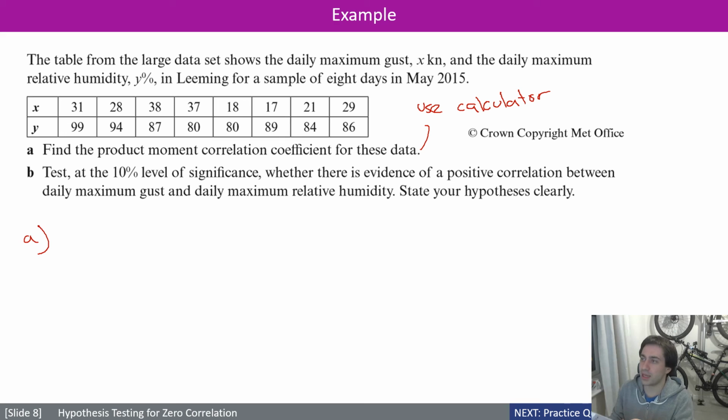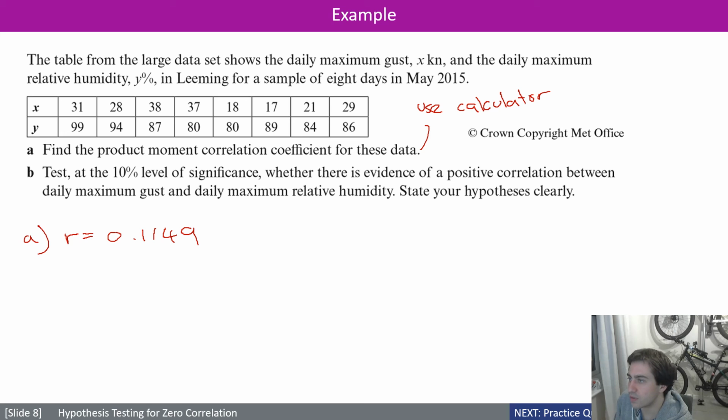And then part A, if I look that up, should be 0.1149. What is important though is what should I label this as, R or rho? And in this case I hope you're satisfied that this is an R because this is a sample. So R is 0.1149, and then B, now let me do the hypothesis test.